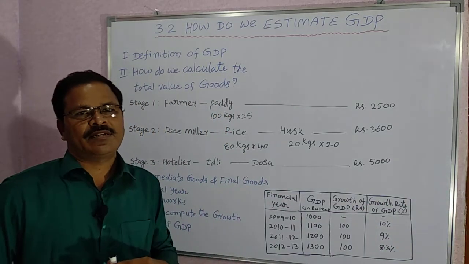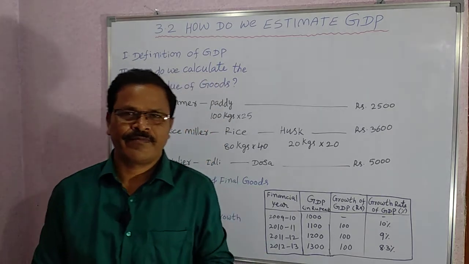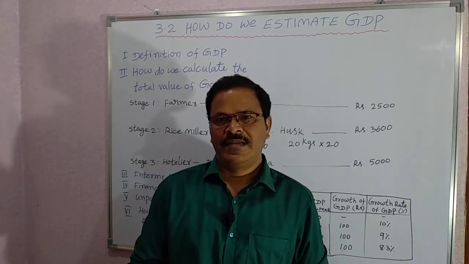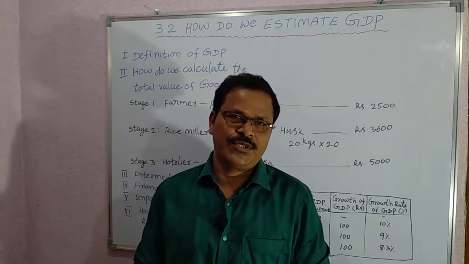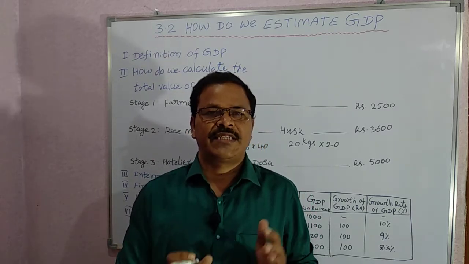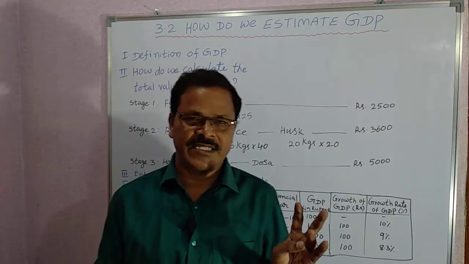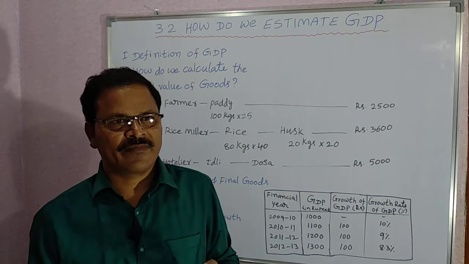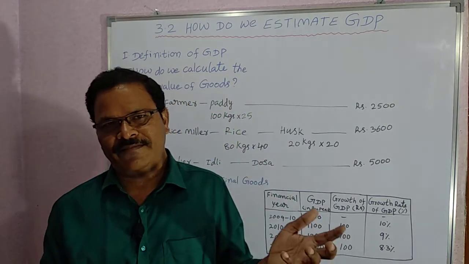In our previous class we discussed sectors of economy and GDP. We can briefly discuss those issues. There are three sectors in our economy: agriculture sector, industry sector and services sector. The definition of GDP is also discussed there.